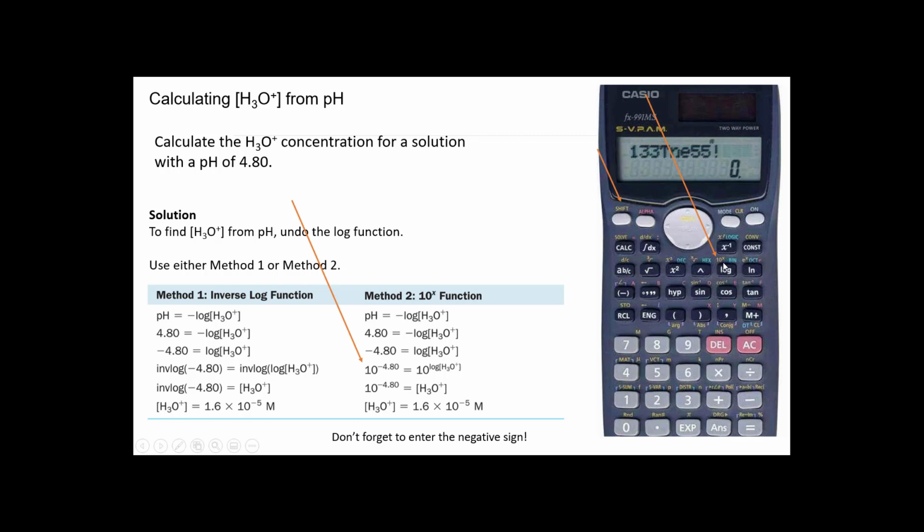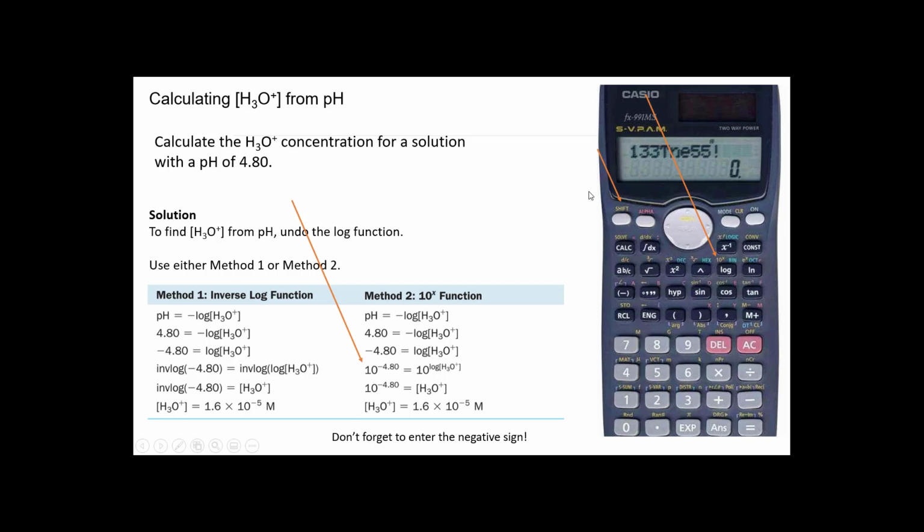So do you see this little 10x? This is the inverse of the log. So here we're going to hit shift and you're going to hit log again, but it's going to come up here with the little 10. And then you would enter negative 4.80. Now you have to enter the negative sign. If you don't, you're not going to get something that looks right. You probably wouldn't know that it doesn't match what your answer should look like. But if you don't hit negative, your answer is not going to be correct.